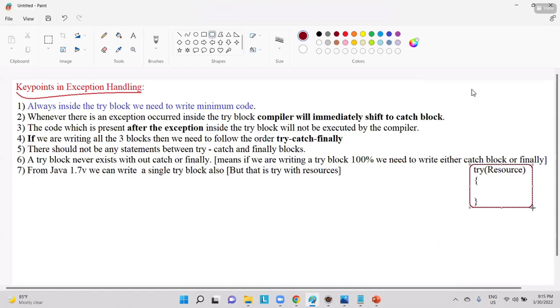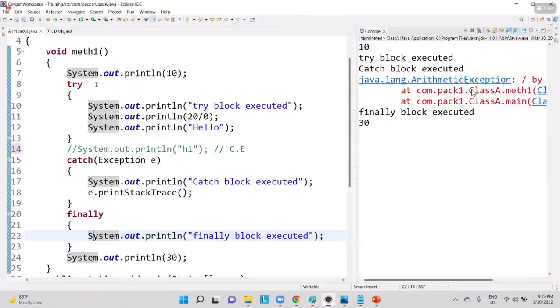Are you understanding my concept, guys? Yes or no, please tell me. When you are speaking about try with resources, we need to write a parenthesis. We'll understand what those resources are whenever we are dealing with IO streams. But here, did we write any parenthesis? No. I hope you're understanding me, guys.